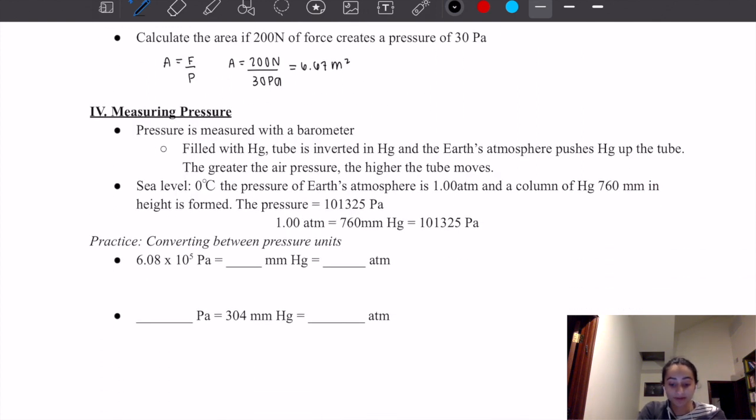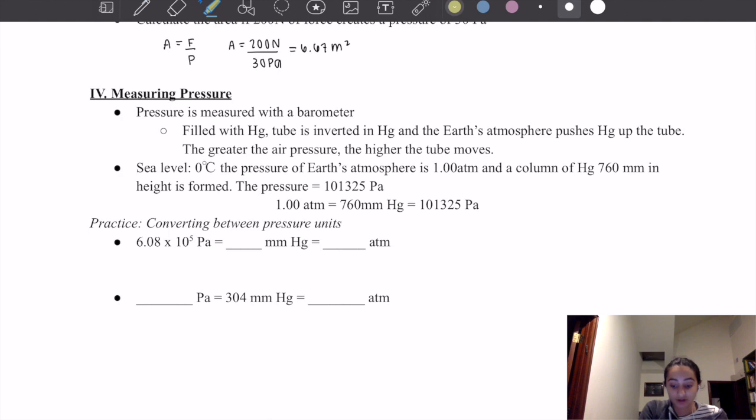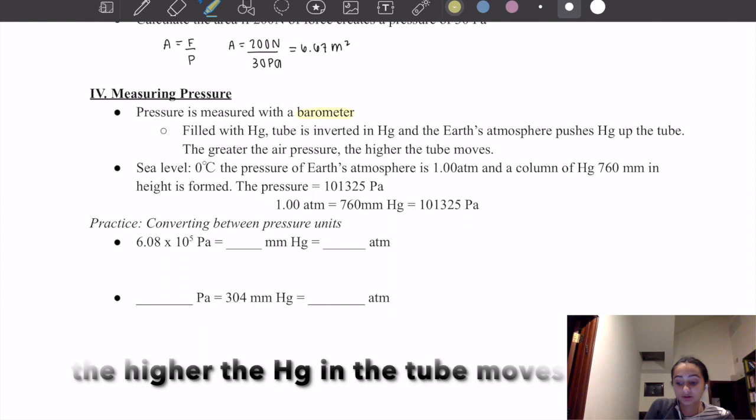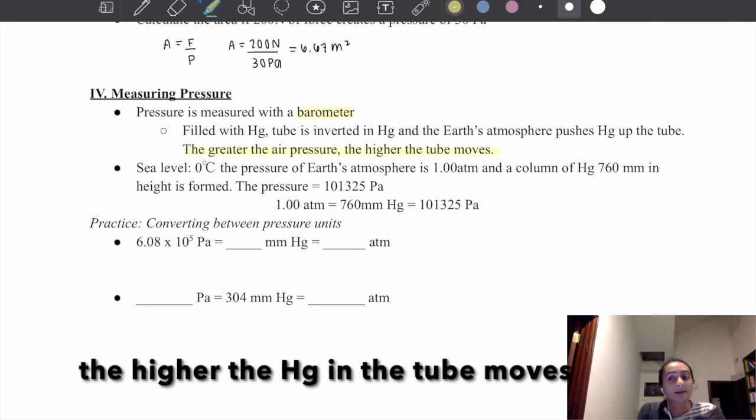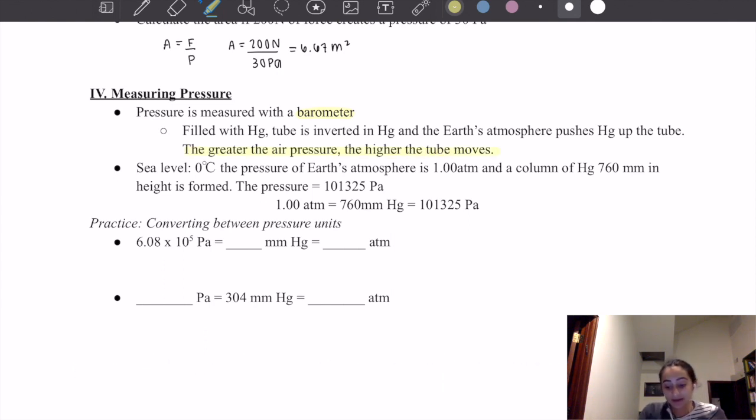Now, there are also different ways to measure pressure. The tool that is used to measure pressure is a barometer. And basically what you do with a barometer is fill it with mercury, and then you invert a tube inside the mercury, and the Earth's atmosphere will push the mercury up the tube, and that will tell you the magnitude of the pressure. So the greater the air pressure, the higher the tube is going to move. And at sea level, the pressure of Earth's atmosphere is 1 atmosphere, and the temperature is 0 degrees Celsius.